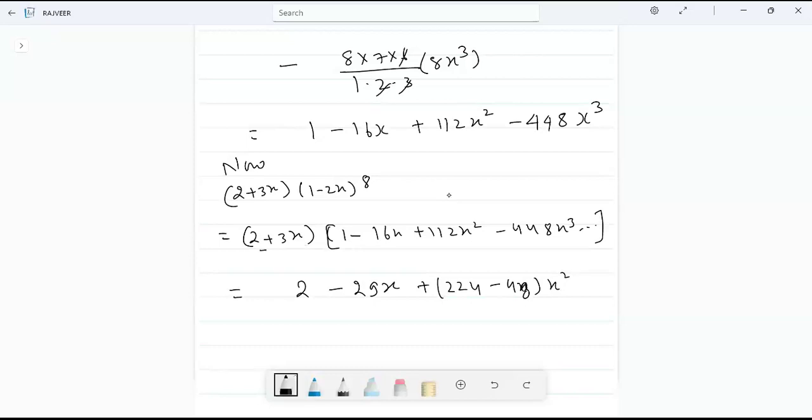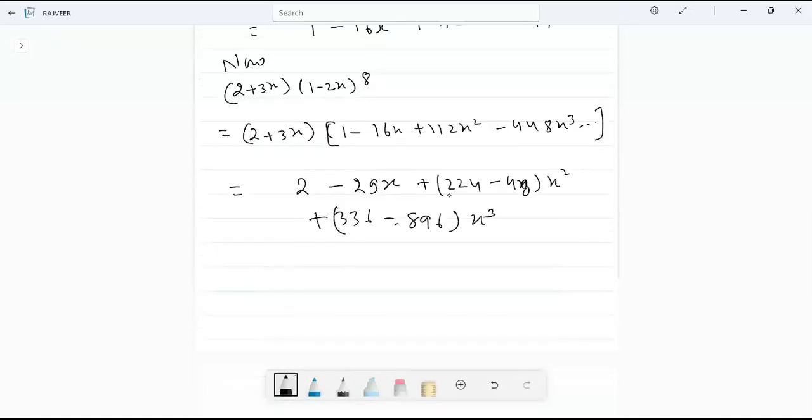And now 2 times negative 448x cube, taking these two terms, and 112x square times 3x. So again it will contain x cube. So 336 plus 336 minus 3 into minus 2 into 448, that is 896x cube. We have these four terms.